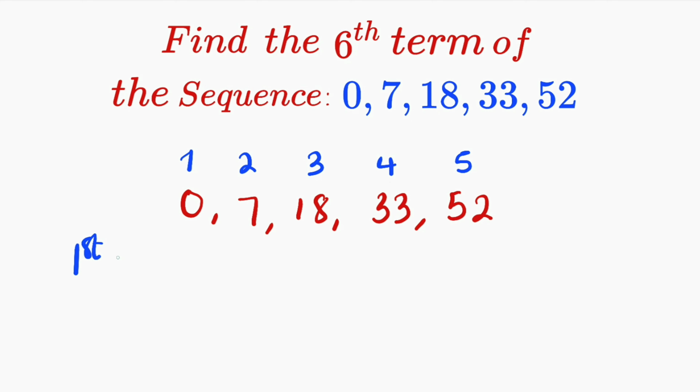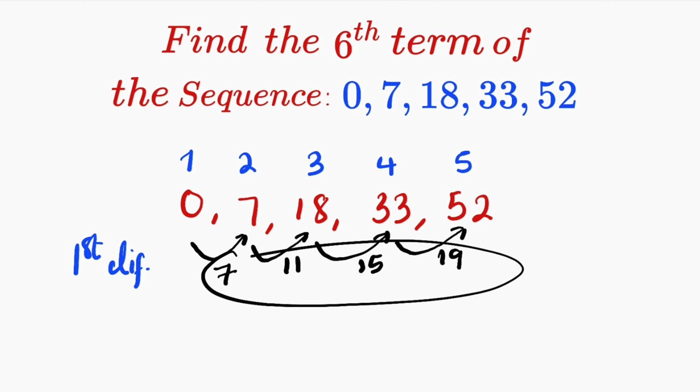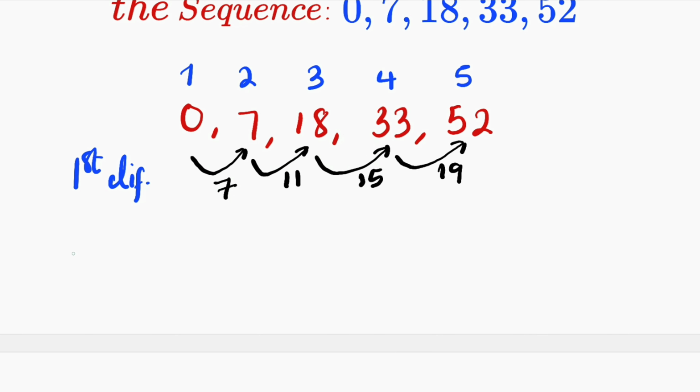The first difference: you know that from 0 to 7 is by addition of 7, right? And from 7 to 18 is by addition of 11. From 18 to 33 is by addition of 15, because 18 plus 15 is 33. And from 33 to 52 is by addition of 19. So you see the differences we have here, they are not the same.